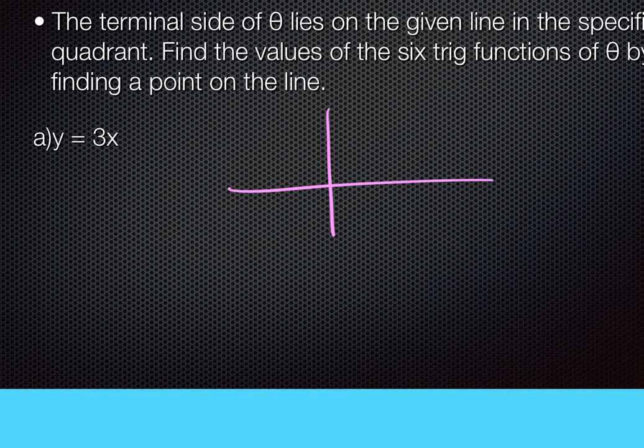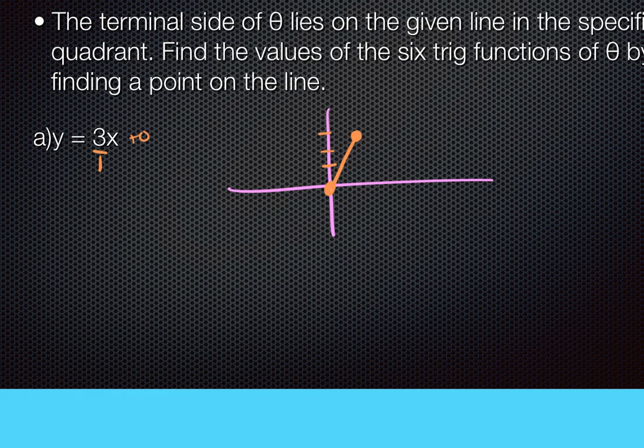How do you start graphing a line? This one, my b would be 0, right? So I'd start at the origin. And then what? Up 3 and over 1 because my slope is 3 over 1. Up 3 and to the right 1. So that is the terminal point of my angle.